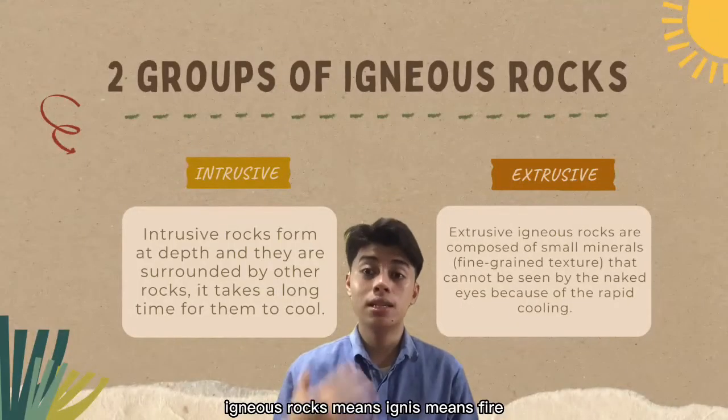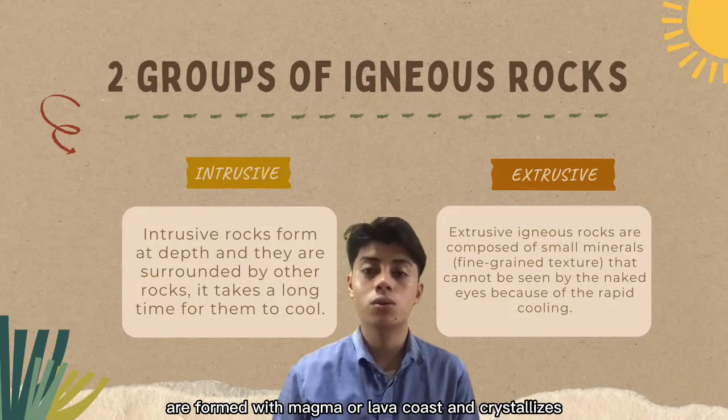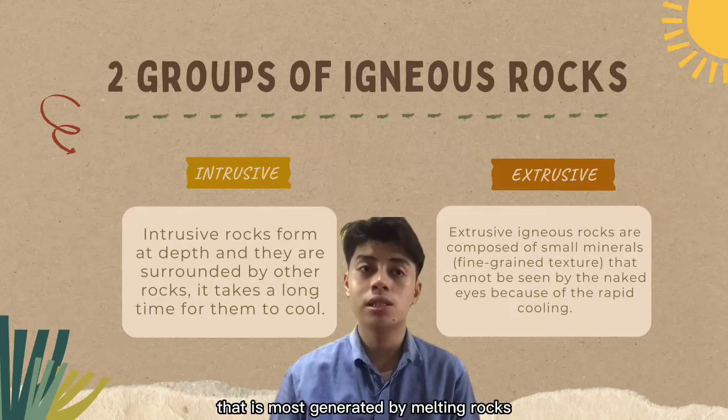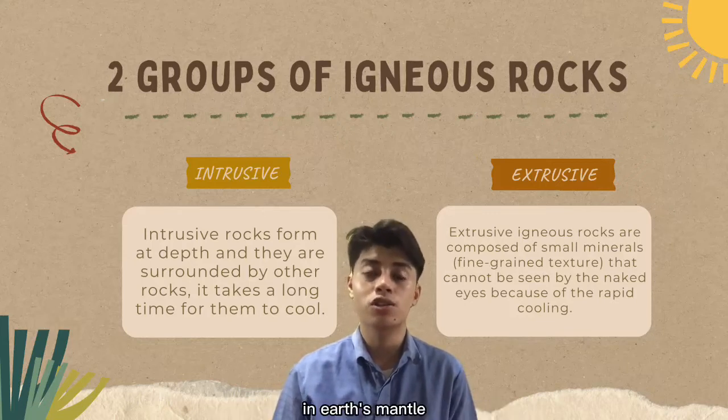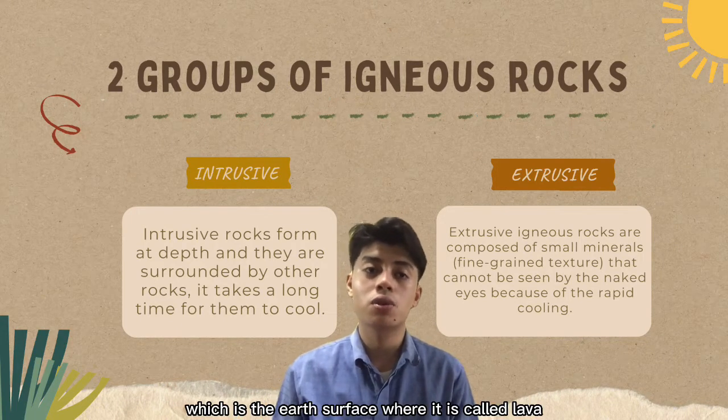Igneous rocks, from ignis meaning fire, are formed when magma or lava cools and crystallizes. Magma is a molten rock that is mostly generated by melting rocks in Earth's mantle. Occasionally, molten rock reaches the Earth's surface where it is called lava.